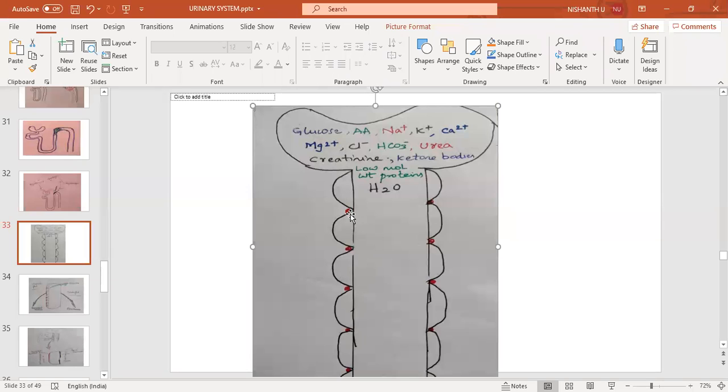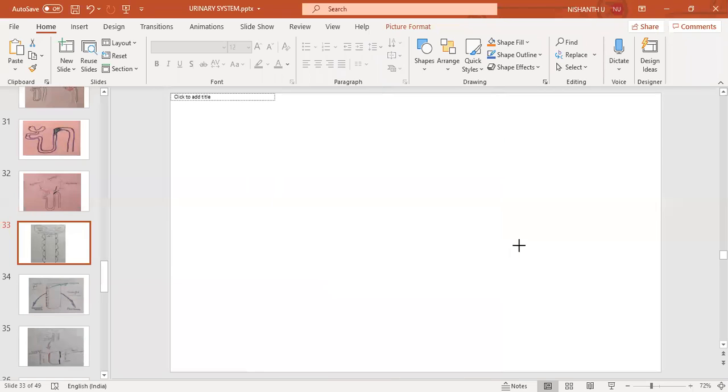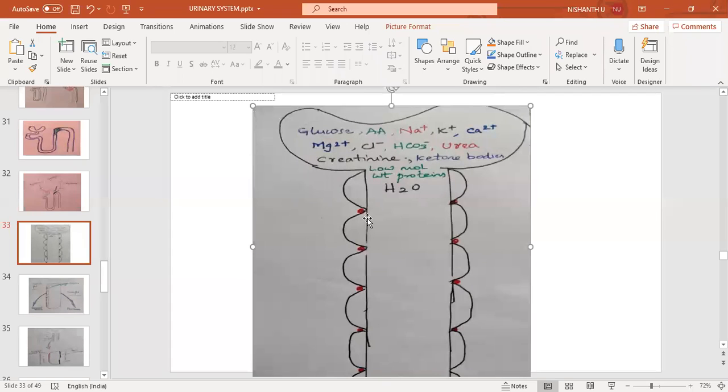Now you can see that red dots are there between each and every cell. I think you can see this red colored one. Are you able to see this red one? They are called tight junctions. So they have a specific role. That means between each cell of the proximal convoluted tubule, you can see some tight junctions.